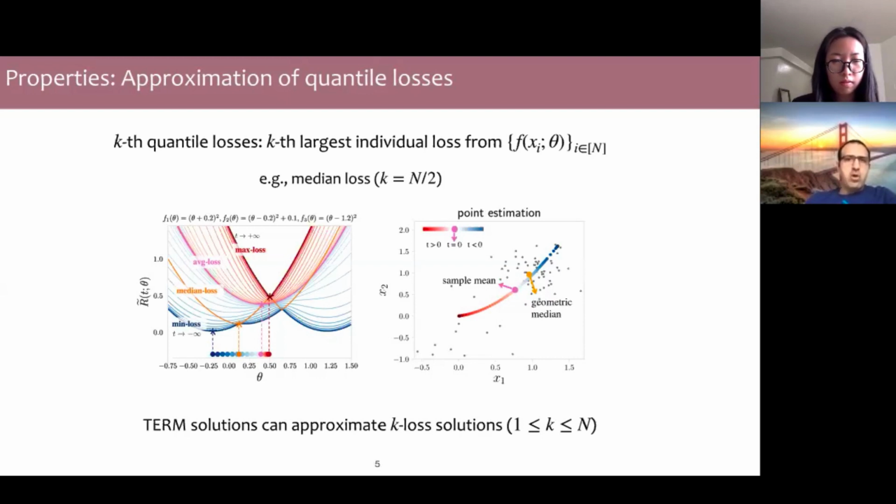We prove all these properties rigorously in the paper. Next, Tian will tell you how to apply TERM to large-scale learning problems in practice.